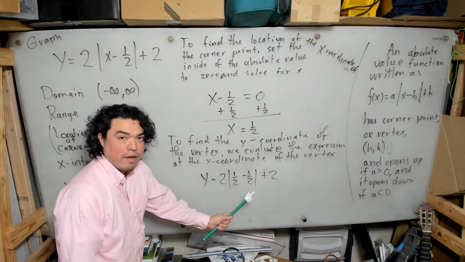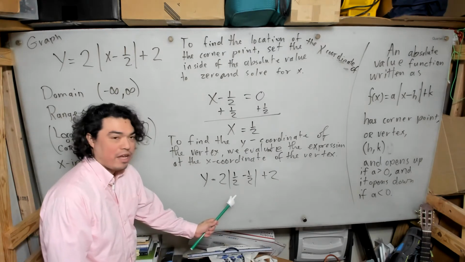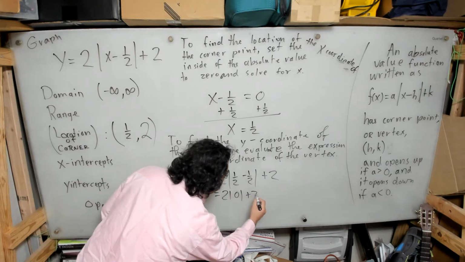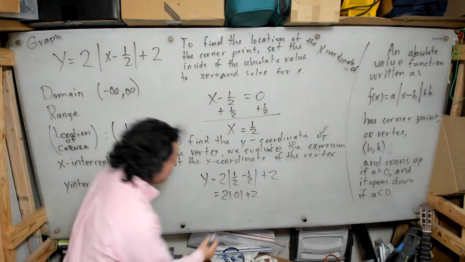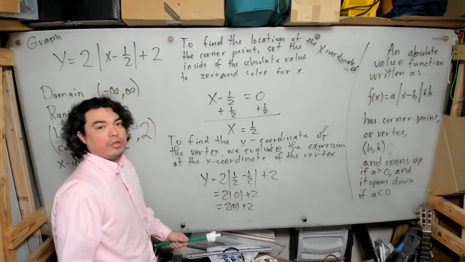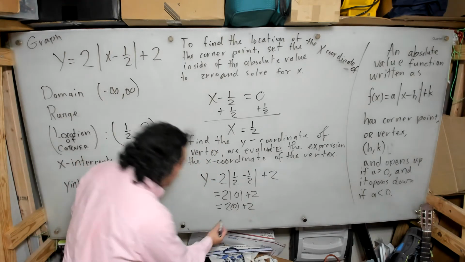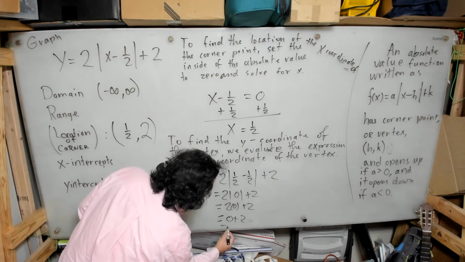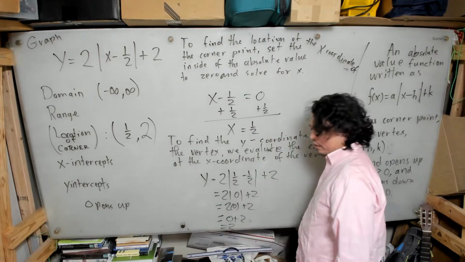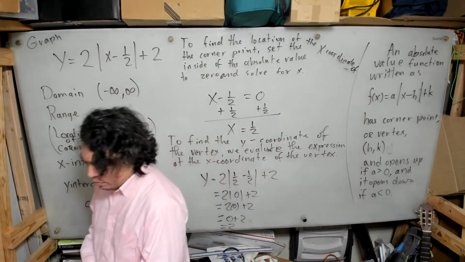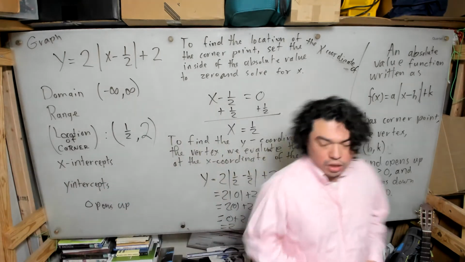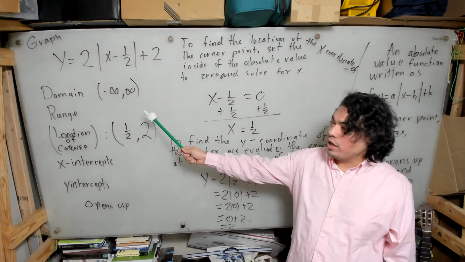Now what is 1/2 minus 1/2? That's 0. So I get 2 times the absolute value of 0 plus 2. What's the absolute value of 0? That's just 0. So that's just 2 times 0 plus 2. And of course, we know that 2 times 0 is 0. So this is 0 plus 2, and that's just 2. We can see that this completely confirms what we got previously using the equation behind me. And so now that we have confirmed the corner, we're going to discuss the range.